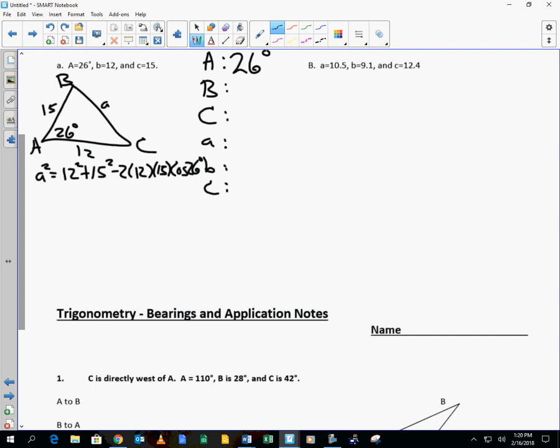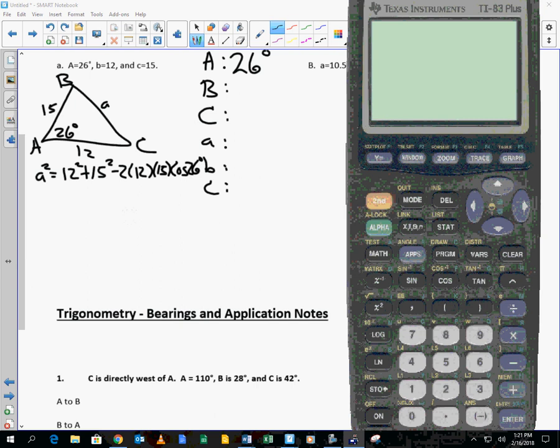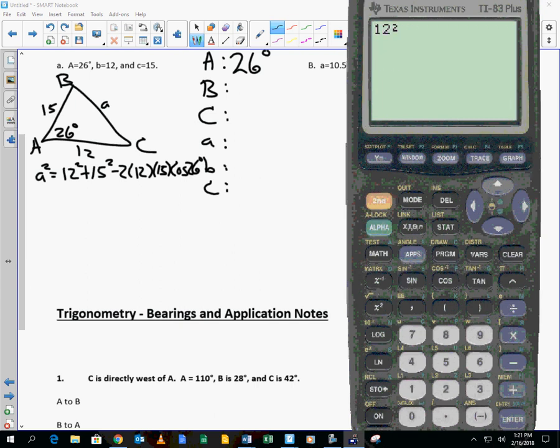Your calculator is incredible. It understands order of operations. Calculators I had when I was growing up did not understand order of operations, so you couldn't just do this. 12 squared plus 15 squared minus 2 times 12 times 15 times the cosine of 26. I press enter. Is that my answer? Square root, 6.74.